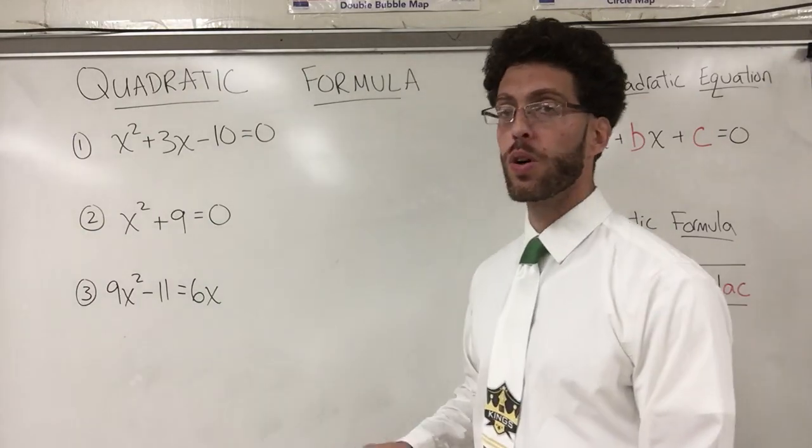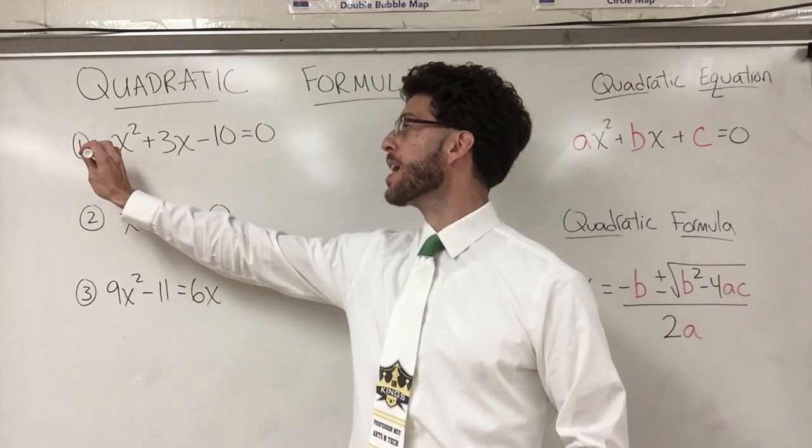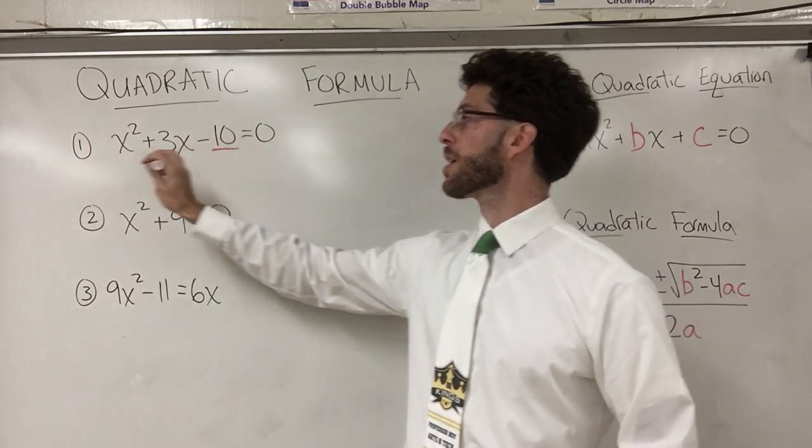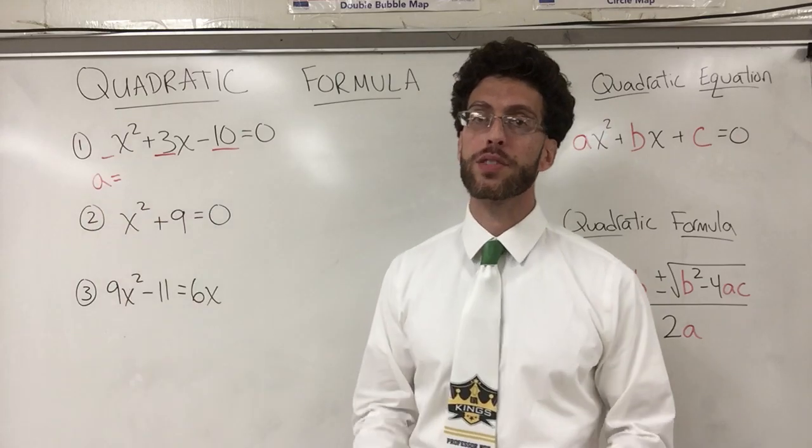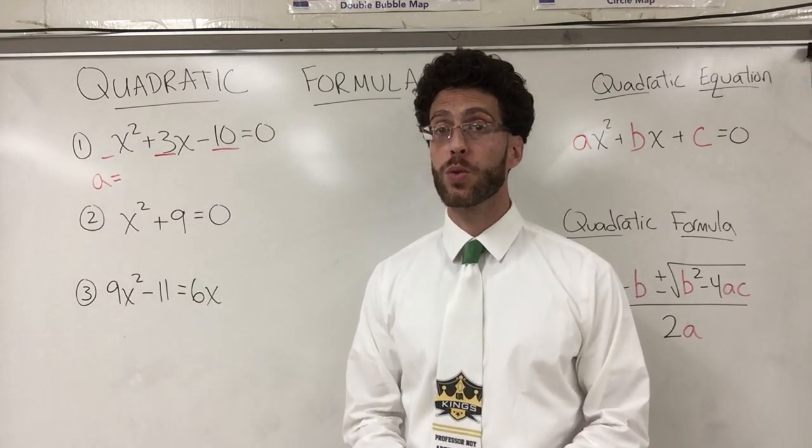So first I need to identify what is my A, what is my B, and what is my C. A comes from here, and A equals x squared, right? No, that is a rookie mistake. Don't tell me A is equal to x squared.